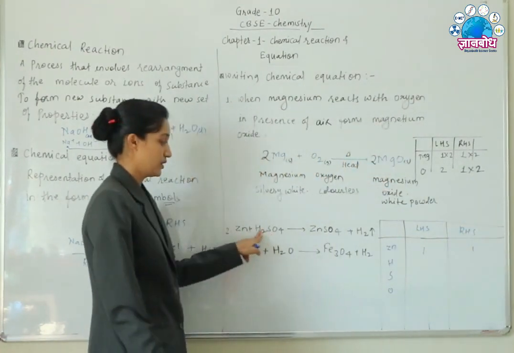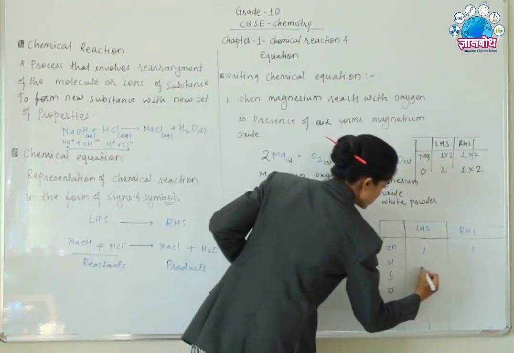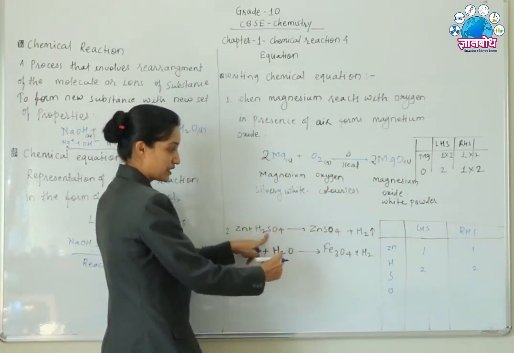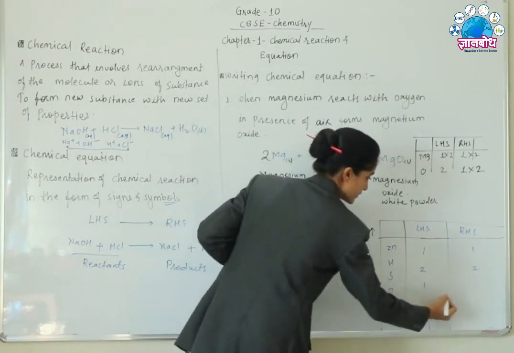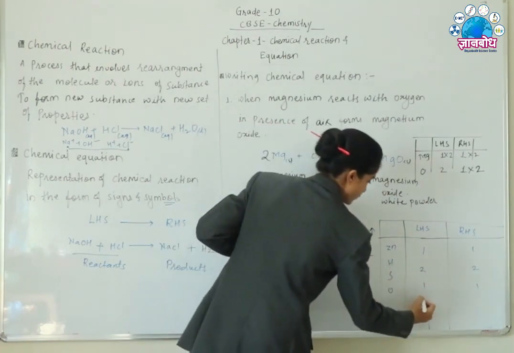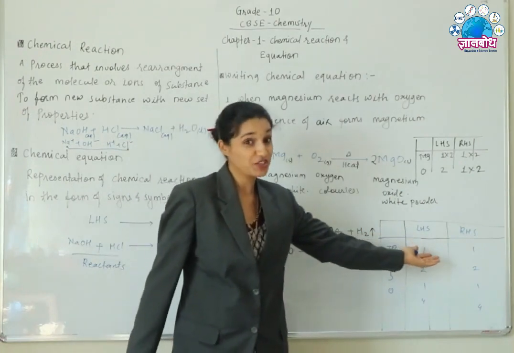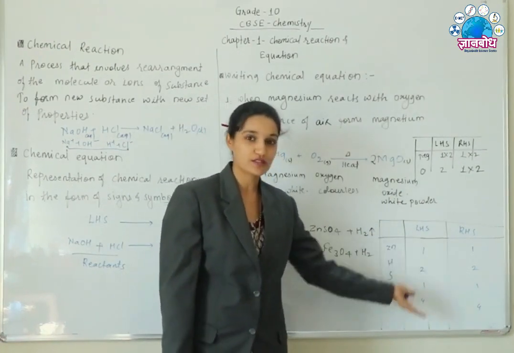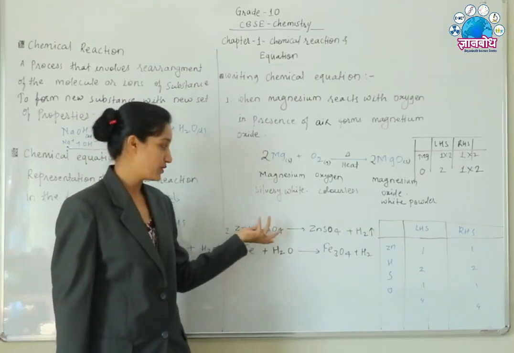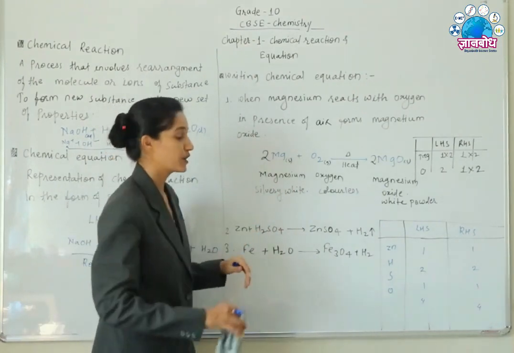Zn 1, 1. Hydrogen here in LHS 2, here in RHS 2. Then sulfur in LHS, sulfur in RHS 1. Oxygen in LHS, oxygen in RHS 4. So you can see here we don't need to balance the chemical equation because it is already balanced. Okay, because it is only a rearrangement of valencies and atoms, and therefore we don't need to balance the chemical equation.